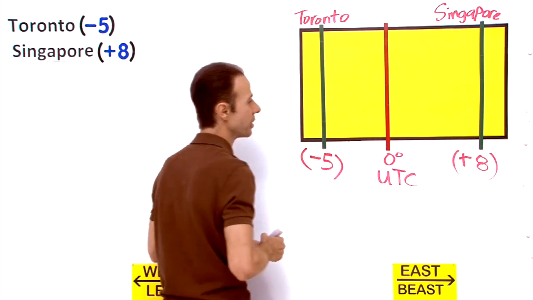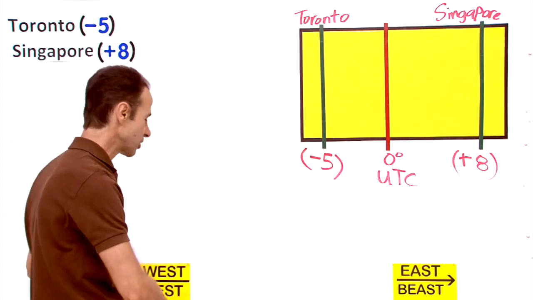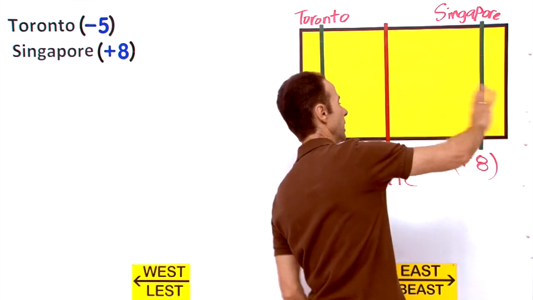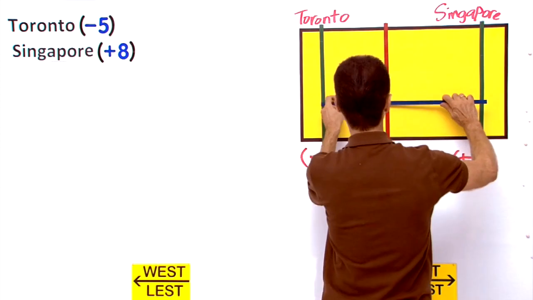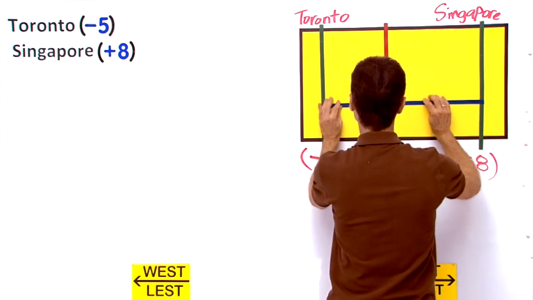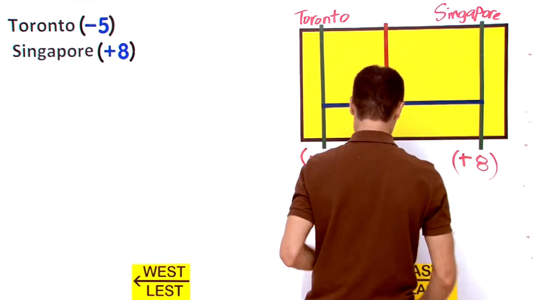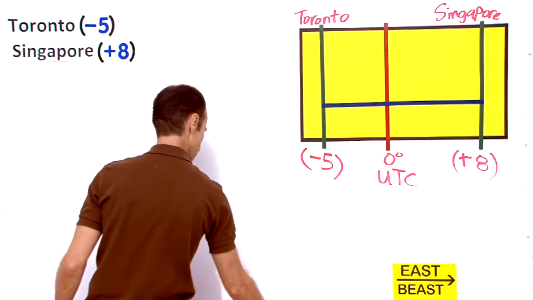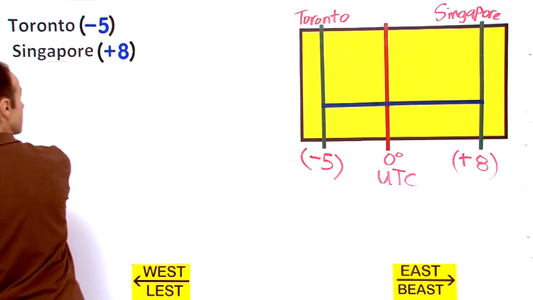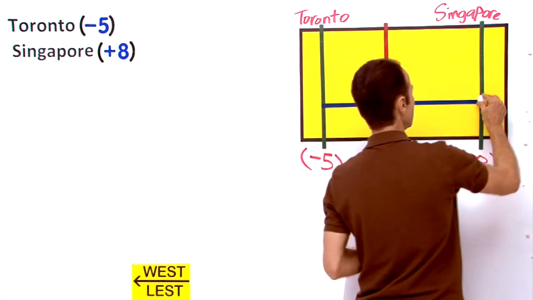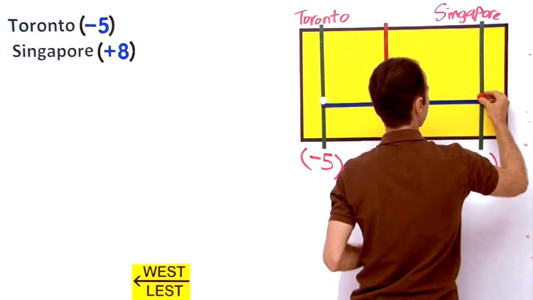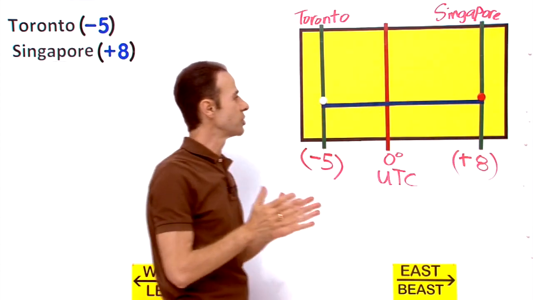Okay, we're looking for the time difference. How do we work out the time difference? Well, first of all, we know that east and west are on either side of Coordinated Universal Time. So we want to join them up. So let's put in 2 cities here. We've got Toronto here, and Singapore right over there. There are our 2 cities.